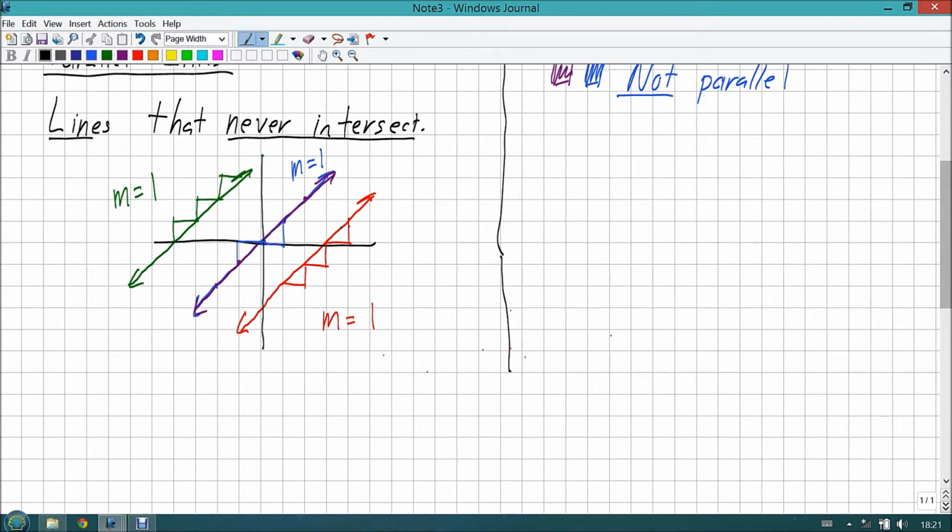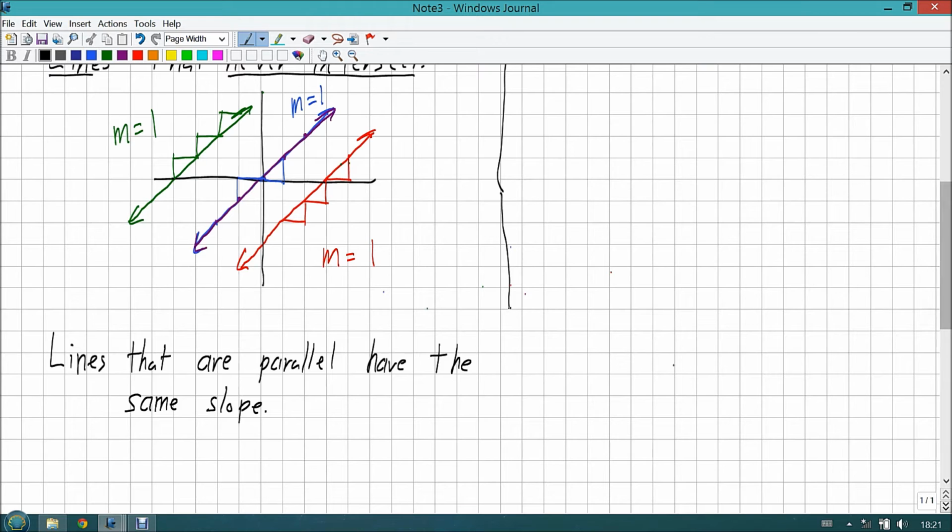So I think that proves what I said very early in this video. Lines that are parallel have the same slope. So if two lines are parallel, what can we say about their slopes? They're the same. So this helps us to determine when two lines are parallel just by their equation.